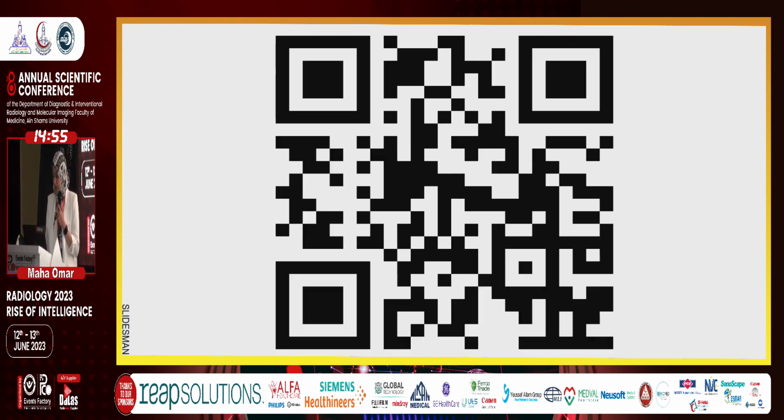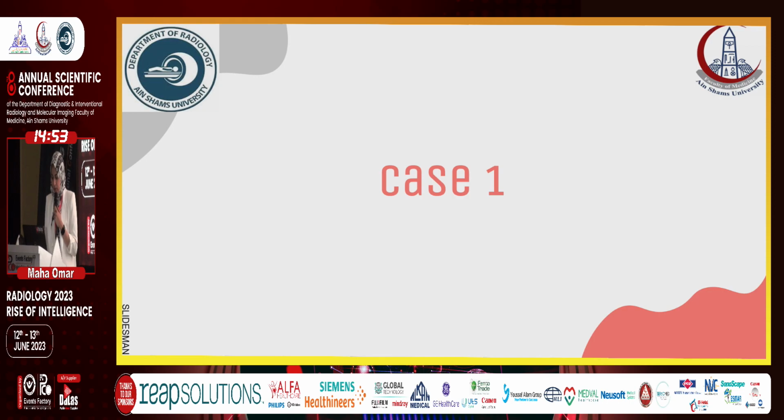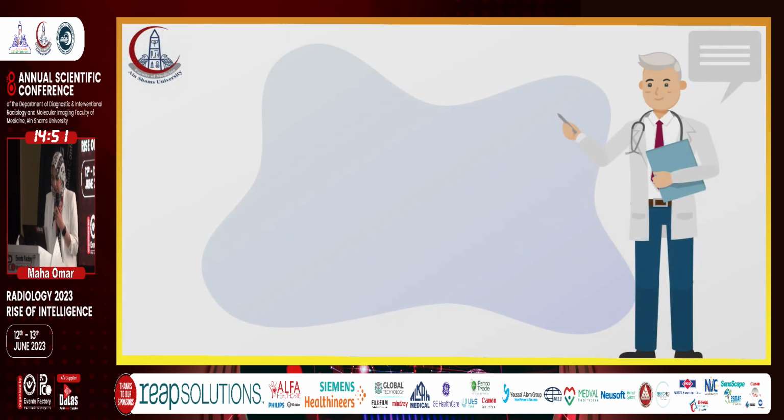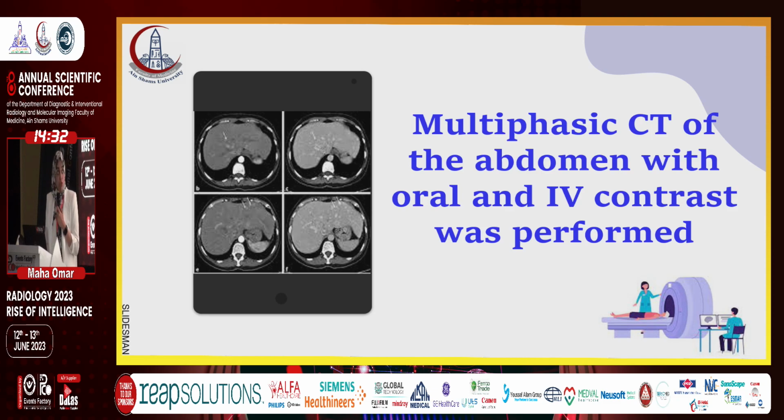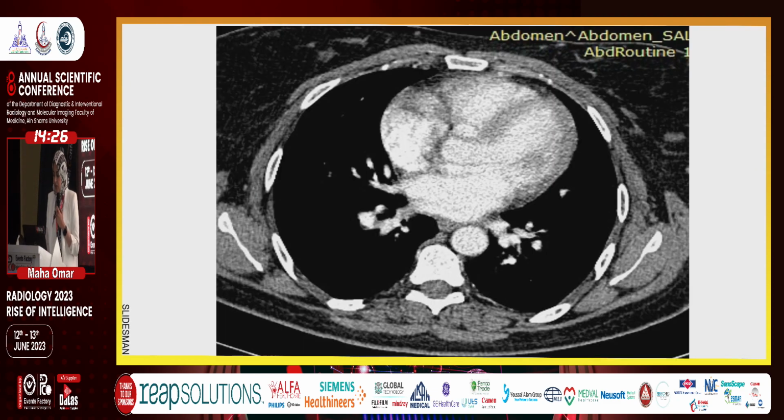This is the QR code again. And case 1. The clinical data: our patient is a 45-year-old female who presented with recurrent attacks of dyspepsia, epigastric pain, and diarrhea that are not responding to ordinary treatment. The patient performed multiphasic CT of the abdomen with oral and IV contrast. And these are the images.